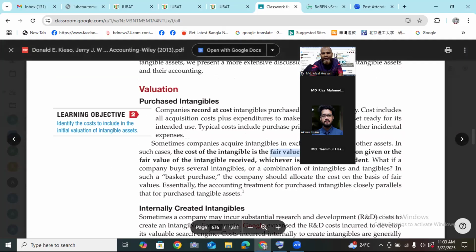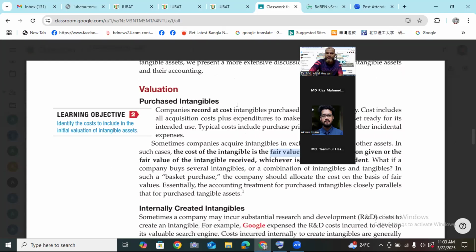Now second part. If all of you understand the purchased intangibles, if you have any question, you can ask me. Purchased intangibles. No question.